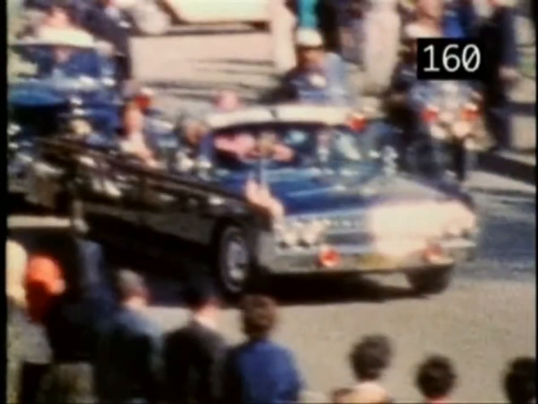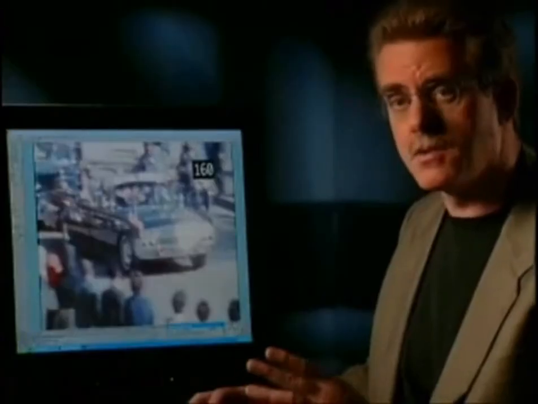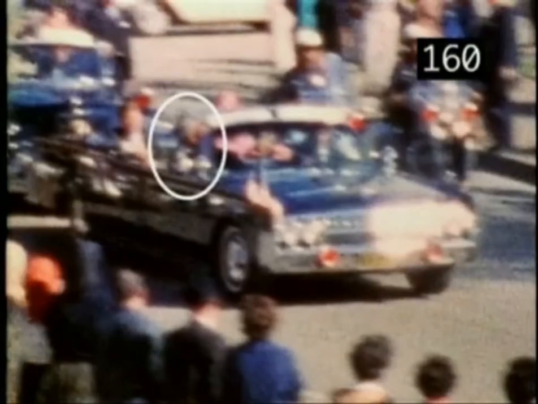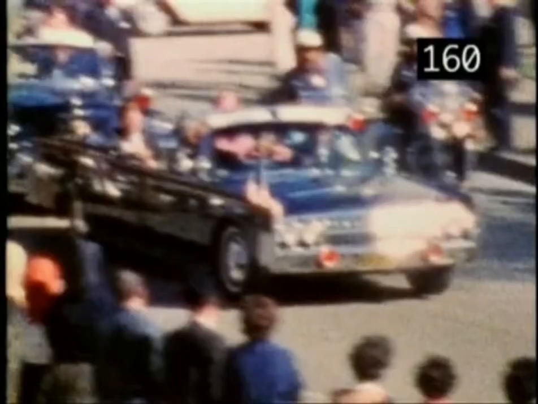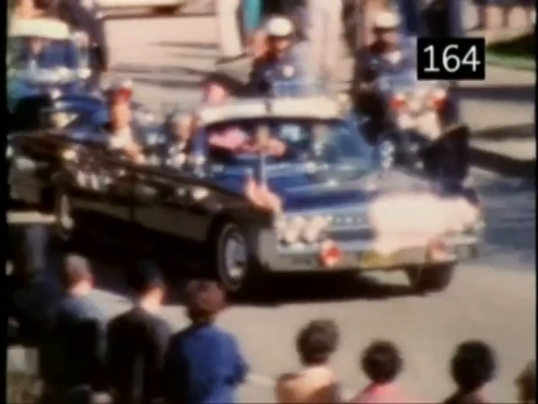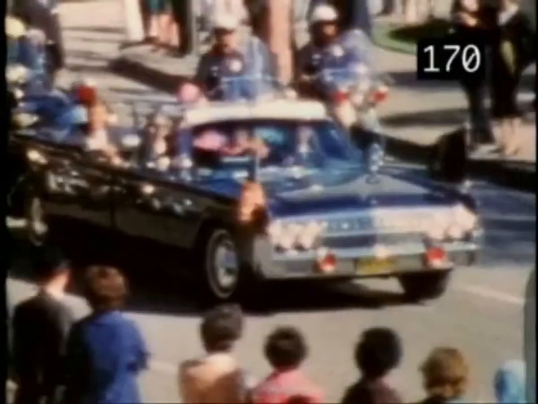around frame 160 is approximately the time of the first shot, apparently a shot that missed. Governor Connally said that he was looking to the left side of the car. He heard a shot, immediately identified it as a high-powered rifle shot, and so he said he turned to his right because the sound seemed to come from over his right shoulder. And so we see him right here, looking to his left. And in the next couple of frames, we see his head turn, and now he's looking to his right.